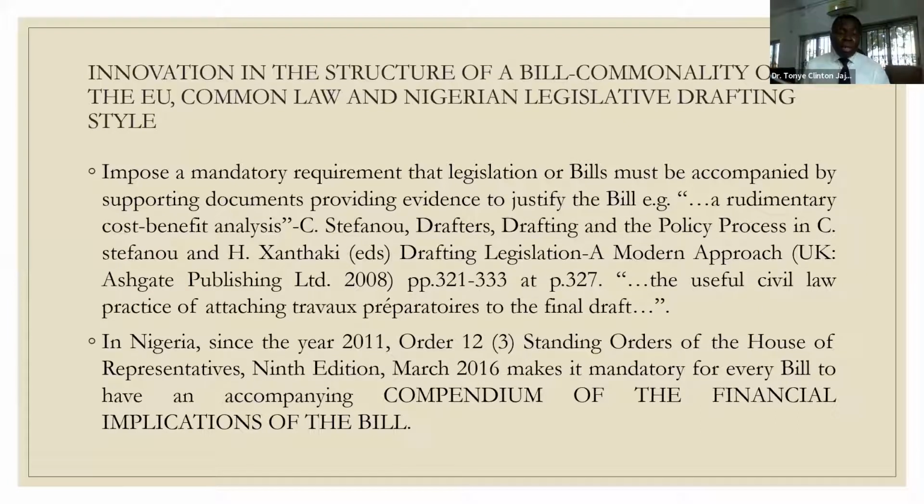So since 2011, whenever you submit a bill to our National Assembly in Nigeria, you have to prepare a document called a compendium of the financial implications of the bill. That will tell the government whether it is expensive or cheap to do this.